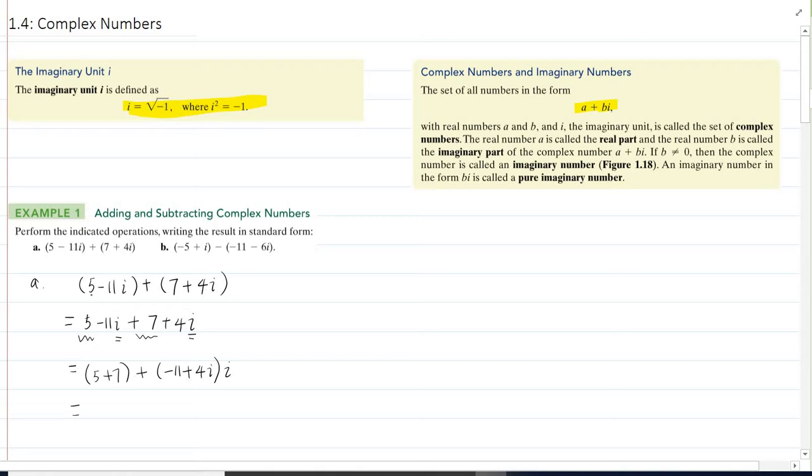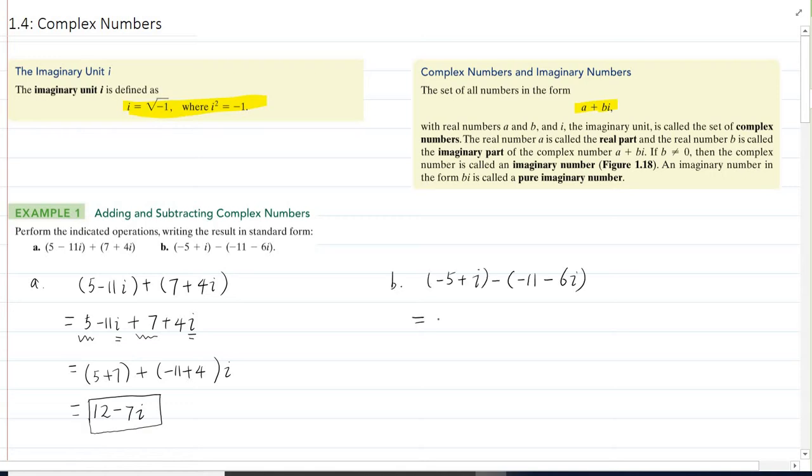I know once you're used to it, you look at 5 plus 7 is 12. And then here we're going to have negative 11 plus 4. Okay, let me just fix this really quick. So negative 11 plus 4, we're going to have negative 7i. That is your answer. Let's look at part B.